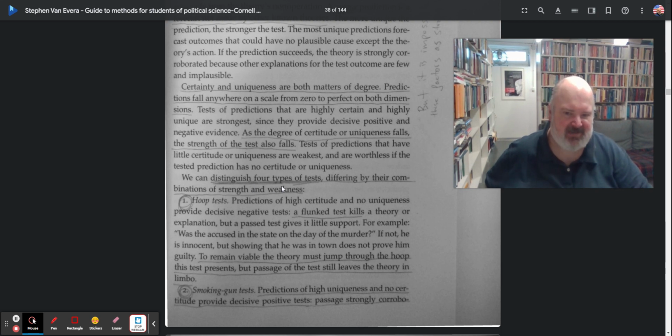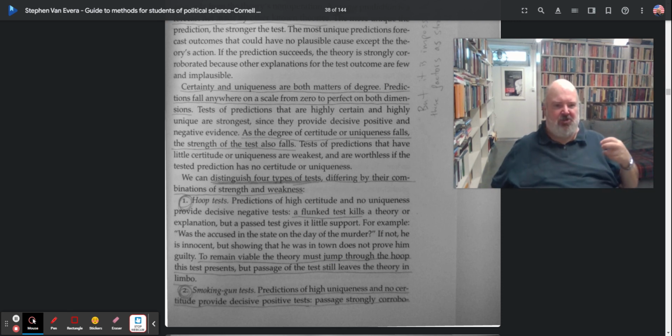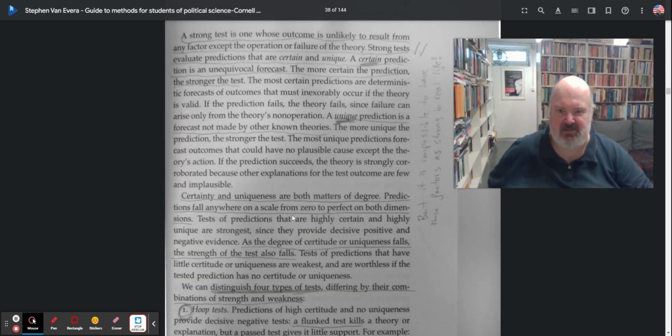Now he's saying the types of tests, not the tests themselves. Individual tests will be one of these. Any test you create that tests the validity of a claim, we have to ask what kind of test it is. He's not going to do it in order. Something that is both highly certain and highly unique is both. This is the double, the strongest one, right?